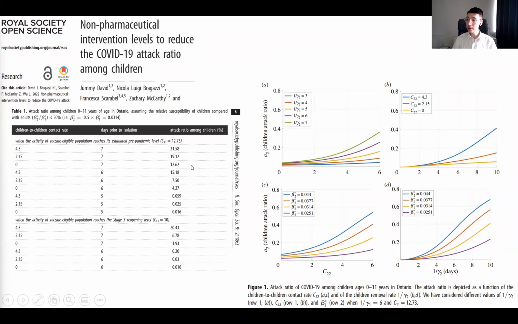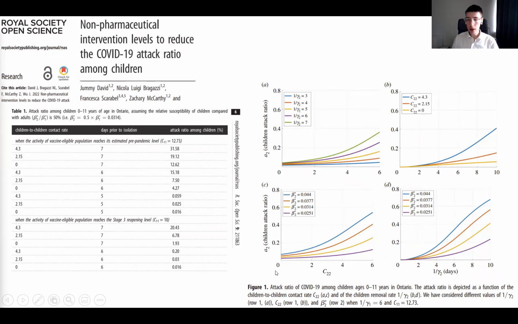So I'm looking at the bottom left table here. The dependence of this attack ratio on these contact rates and the days prior to isolation. So one example I'd like to point out is that when children contact levels are high and the infectious duration is 6 days, we avoid an outbreak in the children. But on the other hand, the attack ratio goes up to 20% in this age class, because they were not vaccinated at the time, if the infectious period is increased to 7 days. So that's the critical dependence.